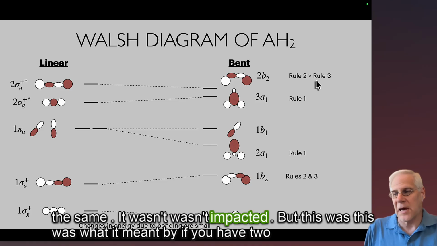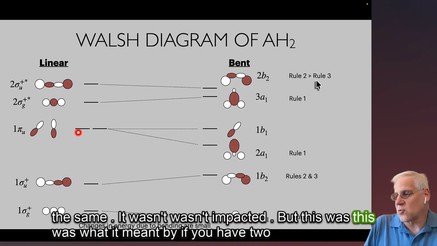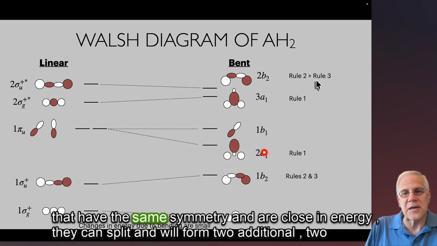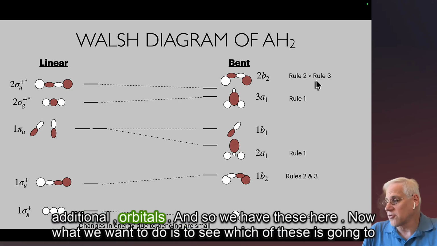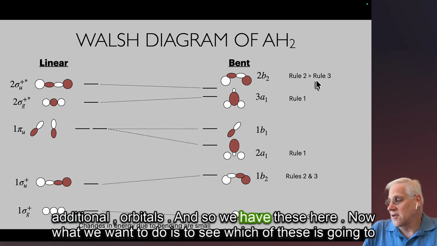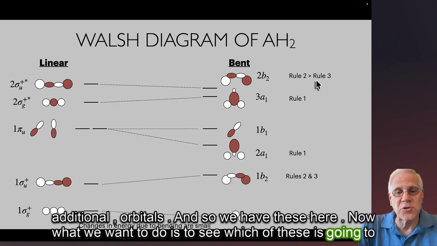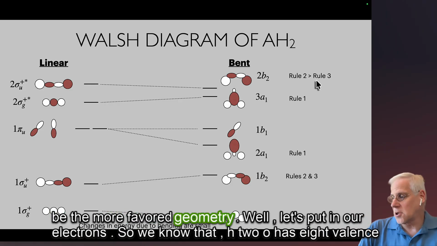It wasn't impacted. But this was what it meant by if you have two orbitals that have the same symmetry and are close in energy, they can split and will form two additional orbitals. And so we have these here. Now what we want to do is to see which of these is going to be the more favored geometry.